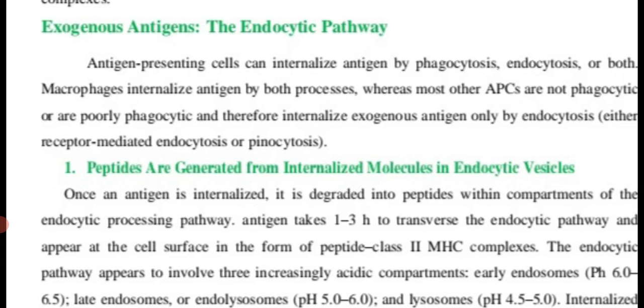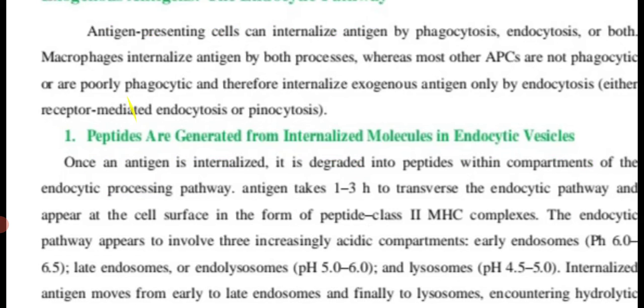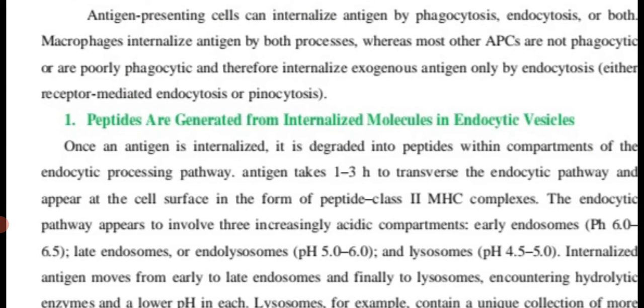Macrophages internalize antigen by both processes, whereas other APC like dendritic cell and B cell are not phagocytic, or they are poorly phagocytic. Therefore, they internalize exogenous antigen only by endocytosis, either receptor mediated endocytosis or pinocytosis. A number of events occur in this processing.